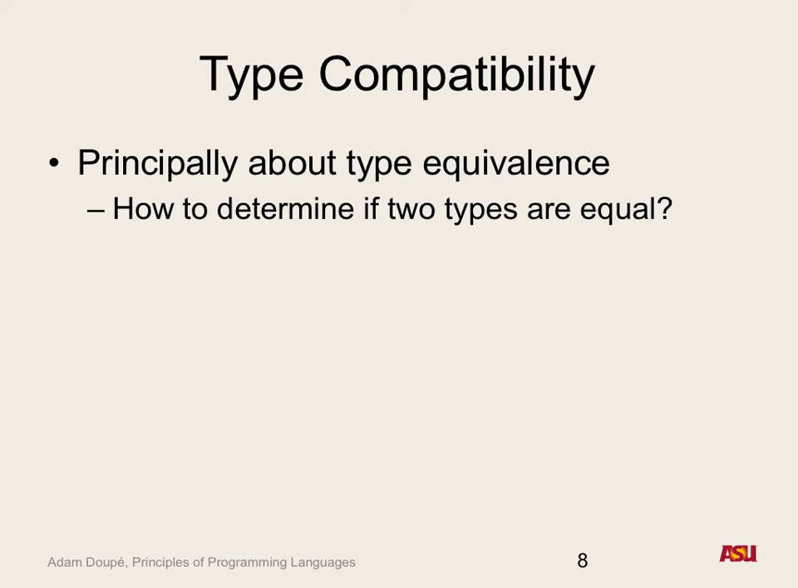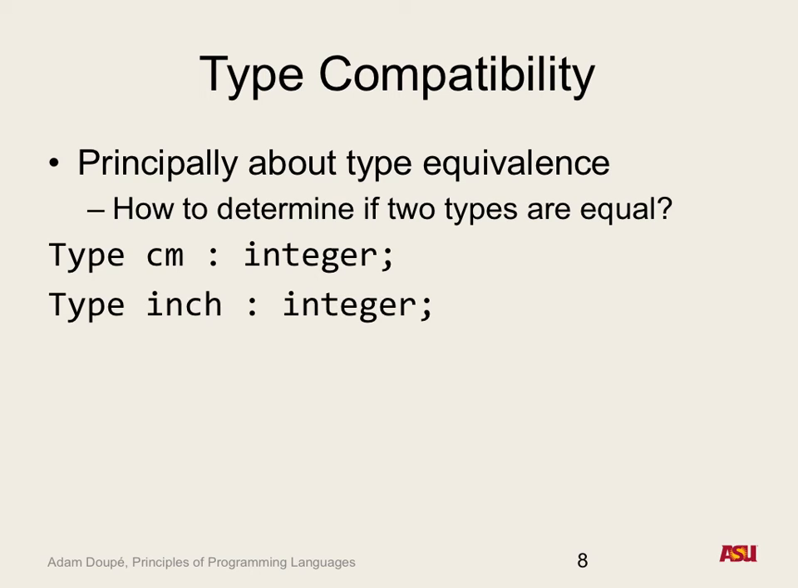So, in our language, if we have a type declaration of centimeter as an integer, we have an inch as an integer, we have a variable x that's declared as a centimeter, a variable y declared as an inch, the question really comes down to, and this is something we alluded to earlier, do we want to allow x equals y? Why or why not? And what would you use to tell the difference?